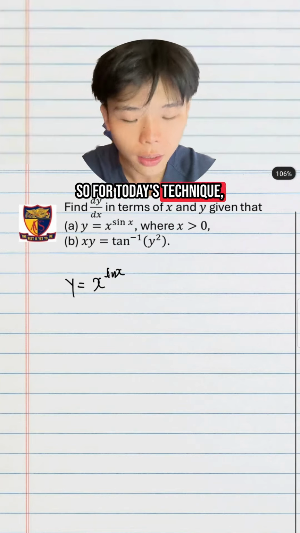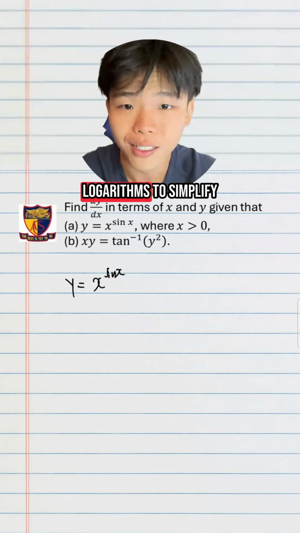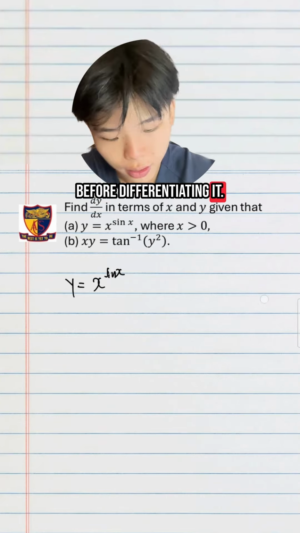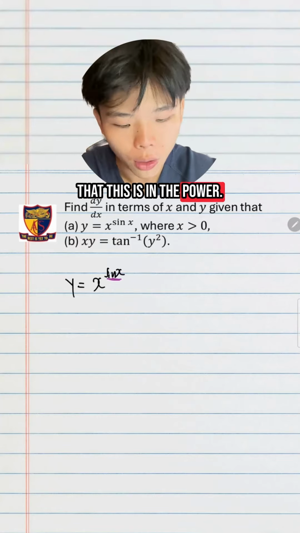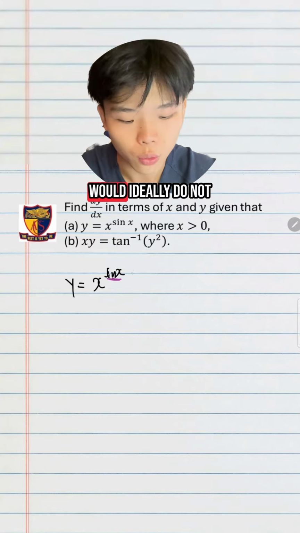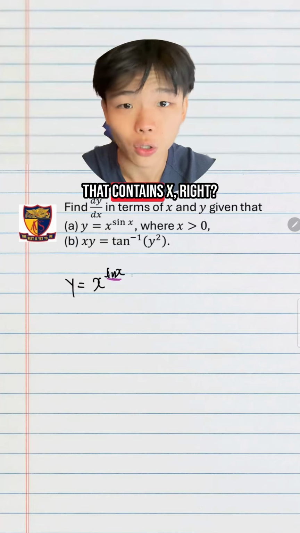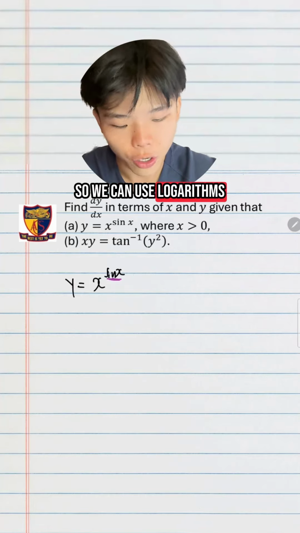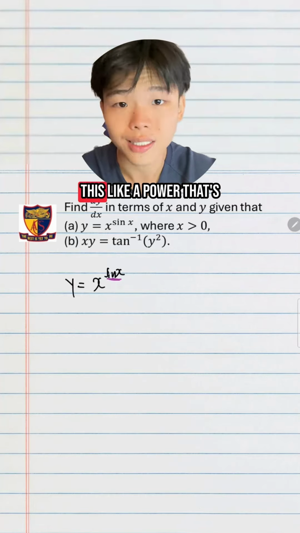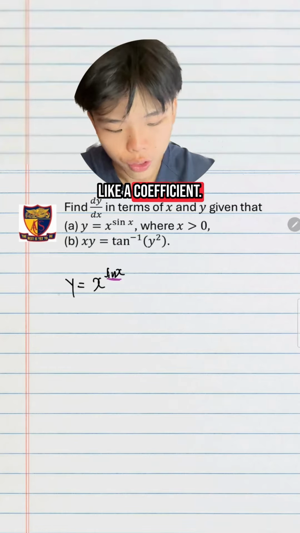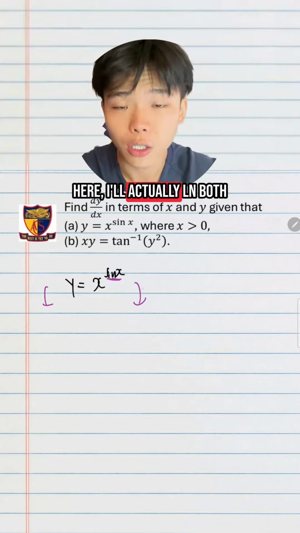So today's technique is actually using logarithms to simplify the equation first before differentiating it. Over here we can see that this is in the power, and if we want to differentiate this, we would ideally not want to have a power that contains x, right? So we can use logarithms to bring this forward because we can treat this like a power that's being brought forward like a coefficient. So on both sides over here, I'll actually ln both sides.